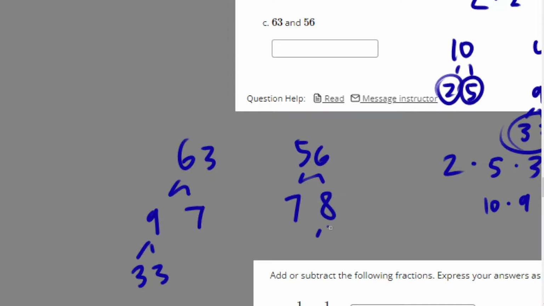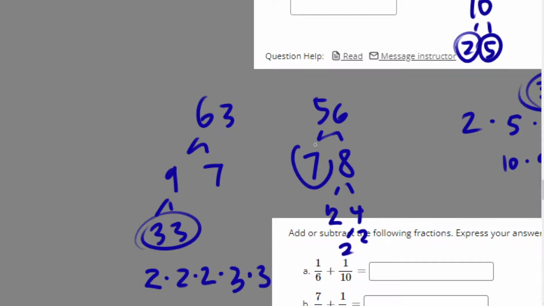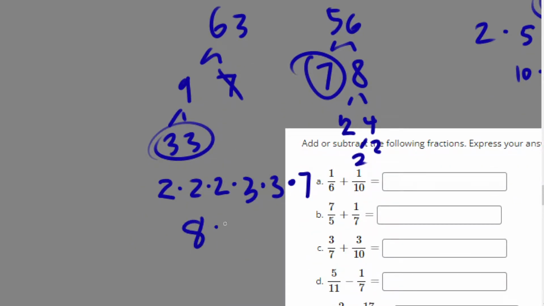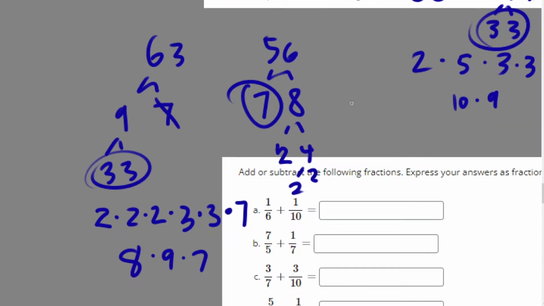So 7, 8, that gives us 2 and 4, which is 2 and 2. Boom. Okay, so we have 3 2's here. We need to keep our 3 2's, 2 times 2 times 2. We have 2 3's here. We need to keep these 3's. We only have 1 7, so we don't need to include both. And then times 7. And that will give us 8 times 9 times 7, which I'll plug into my calculator because I'm not very happy to do it in my head. That would be 504.